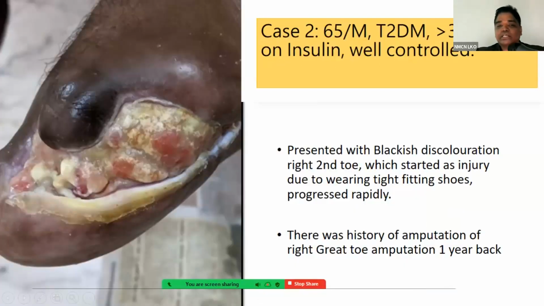And this was another case. He presented with blackish discoloration of the right second toe, a diabetic. And this happened because of wearing tight shoes. He had already undergone an amputation of the great toe a year back.